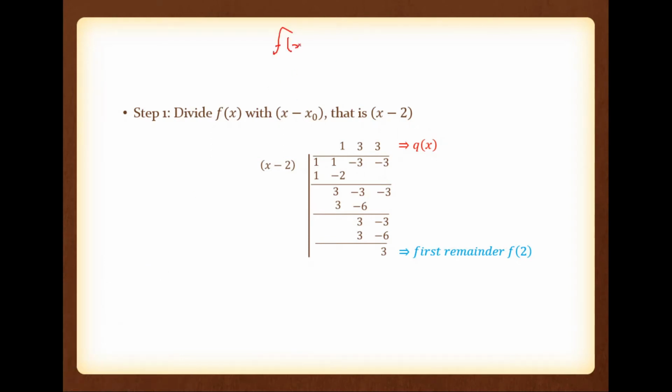Okay. So please remember here f of x is equal to x cube plus x square minus 3x minus 3. Okay, so the first step is, this is not the polynomial method itself, this is how we are using the polynomial method. In order to explain that, first we need this division. So divide f of x with x minus x0. What is x0? 2. So divide f of x with x minus 2.